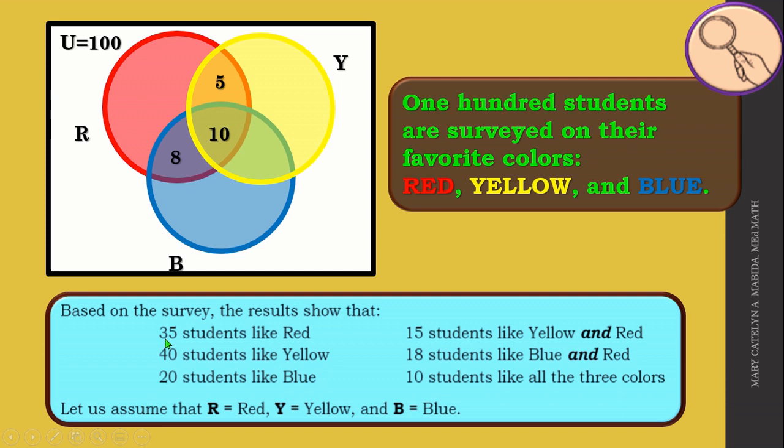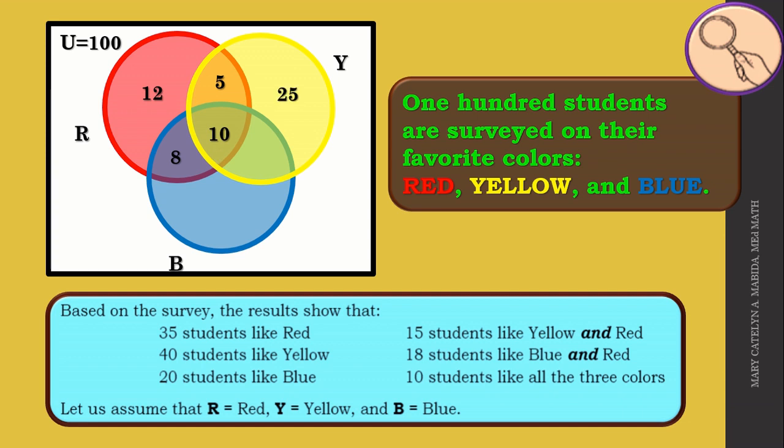And we know that there are 35 students who like red. So 8 plus 10 plus 5 is 23. 35 minus 23, we have 12 left. Now, we know that 40 students like yellow. And then again, the part that is in the reach of the yellow circle will represent the students who like yellow. So we already have 10 and 5, which is equal to 15. And if there are 40 students who like yellow, 40 minus 15, we have 25.